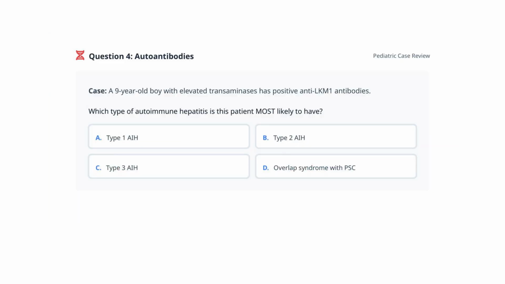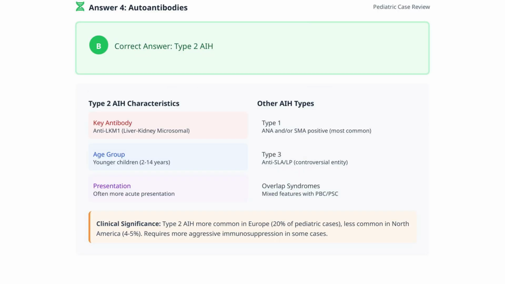Let's consider this case. A 9-year-old boy with elevated transaminases has positive anti-LKM1 antibodies. Which type of autoimmune hepatitis is this patient most likely to have? A. Type 1 AIH. B. Type 2 AIH. C. Type 3 AIH. D. Overlap syndrome with PSC. The correct answer is B.